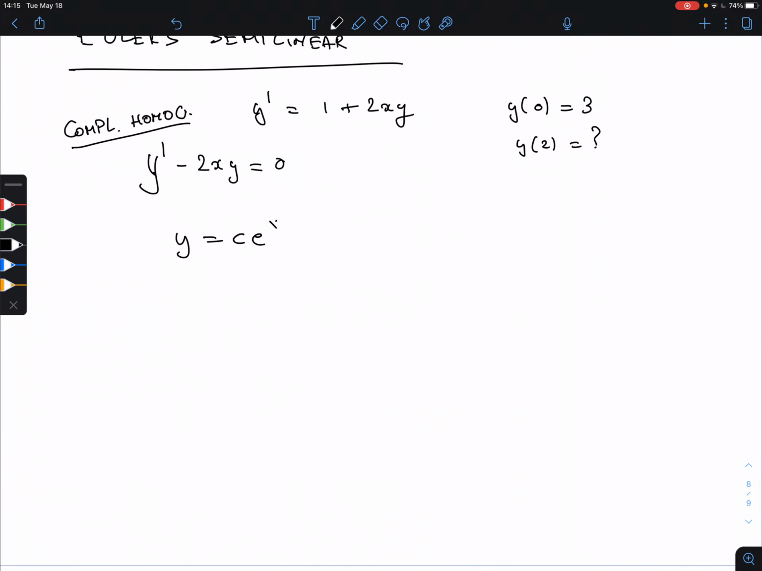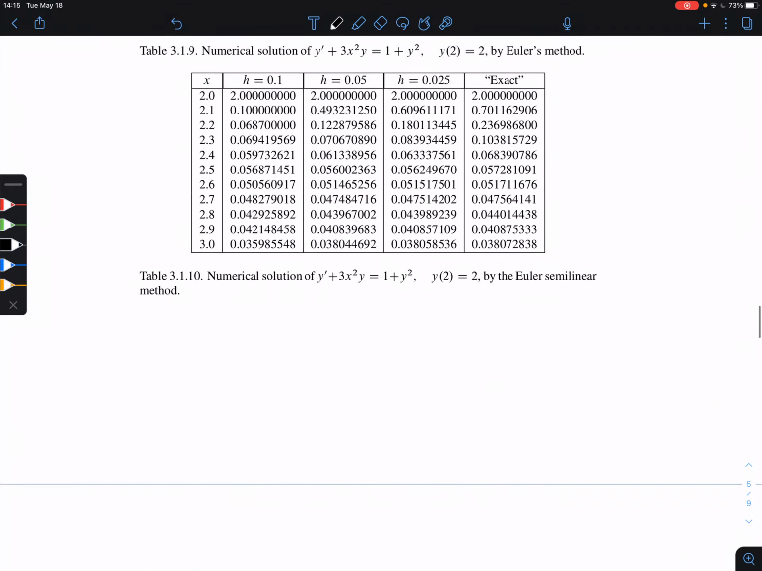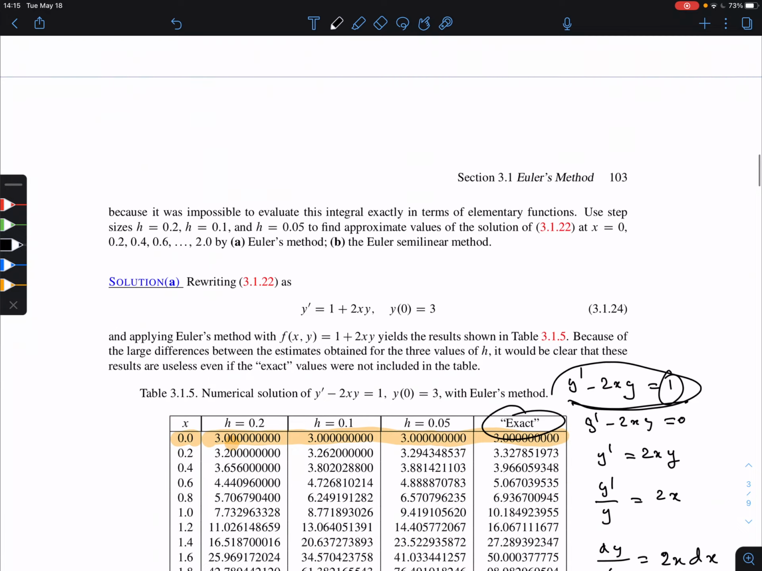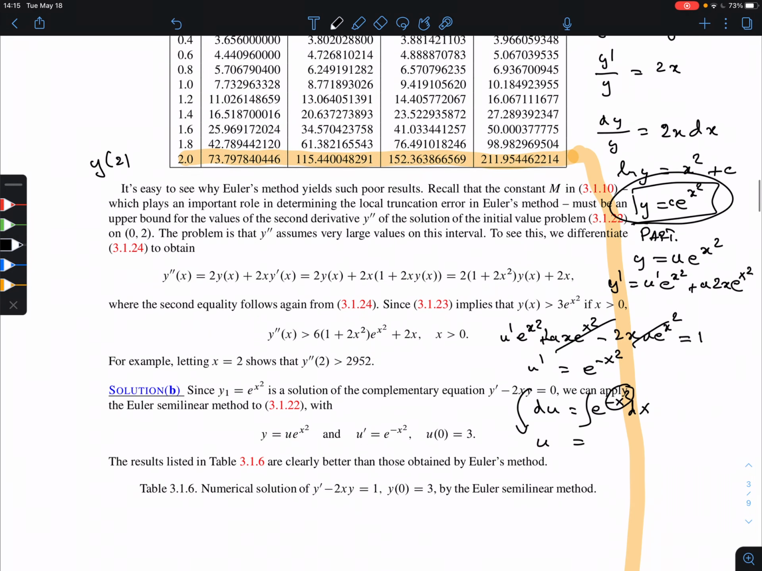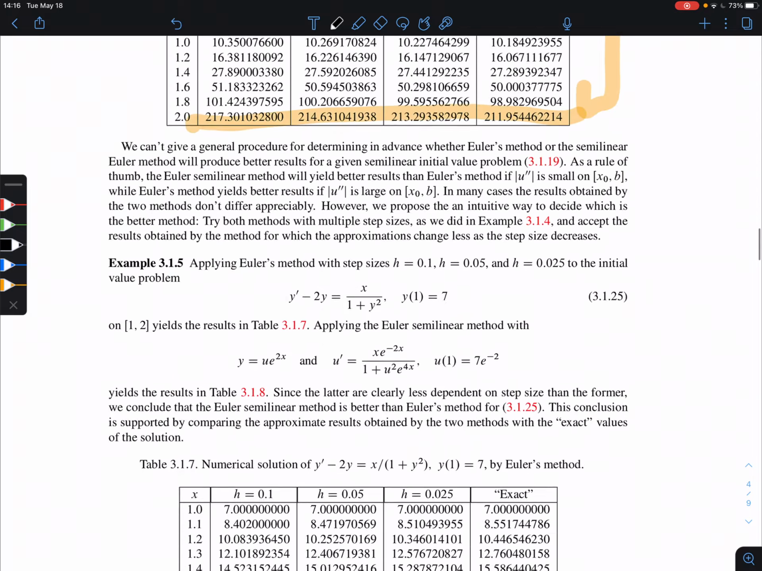y is c e to the x squared, and then we said we find the particular solution with the method of variation of parameters. This is step 2, to find a particular solution. When we did this the very first time, we didn't give a name to it, but now we know that this is the method of variation of a parameter. We think of this c as a parameter depending on x, and we try to find this u. That's the idea. And we did that, and after calculations, we ended up with this equation.